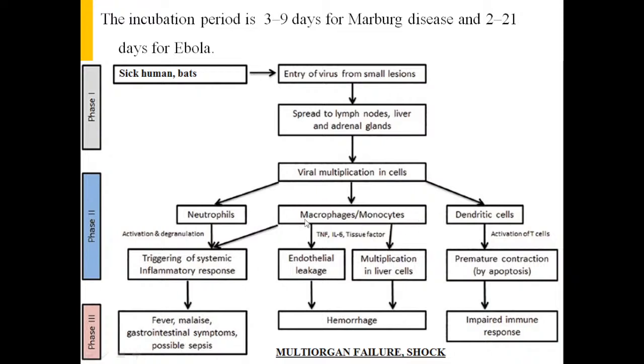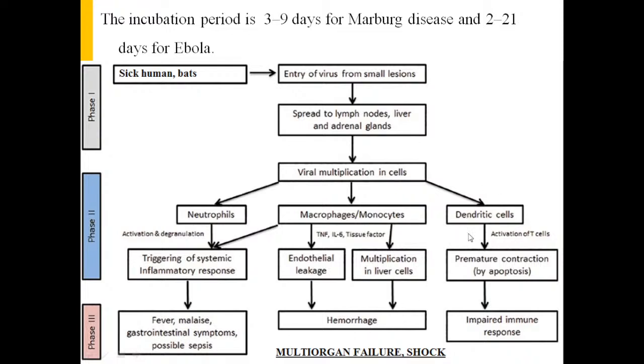Another one: when macrophages and monocytes are activated by the presence of this virus, they produce such cytokines as tumor necrosis factor, interleukin-6, and tissue factors that cause endothelial leakage. Viruses multiply in liver cells, and it causes hemorrhages. Hemorrhages in internal organs are due to destruction of endothelium.